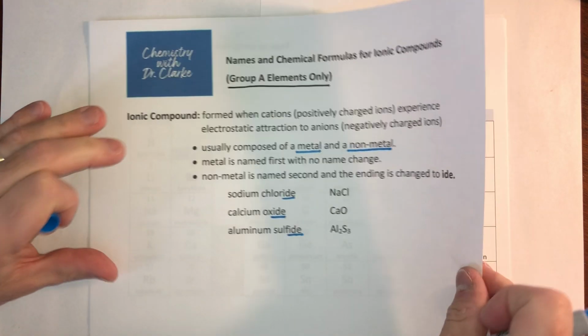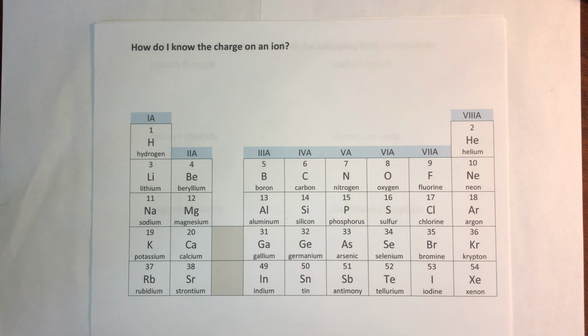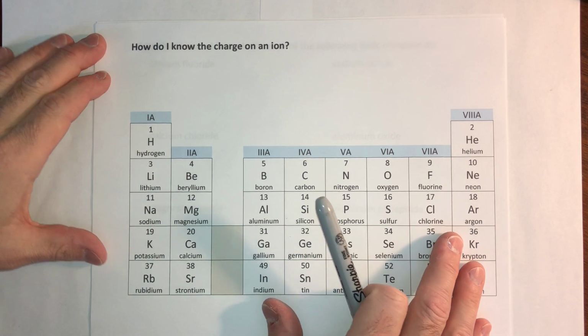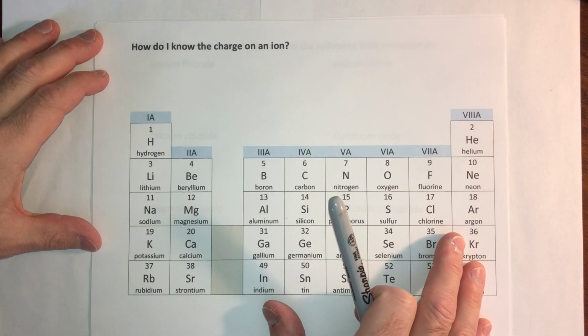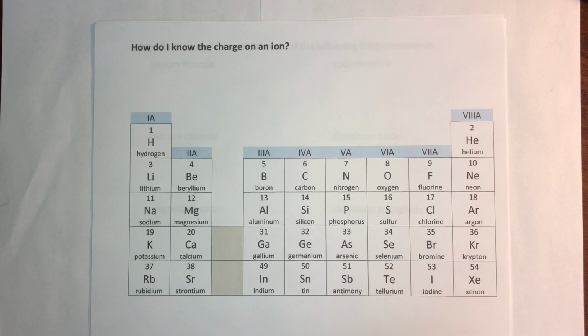Now, before we get into a few examples, there is one issue we have to deal with. In order to write the chemical formulas for these, you have to know the charges on the ions. Now, this is one of those things that is considered a pretty basic skill. Okay, it's not basic as in it's easy to learn.